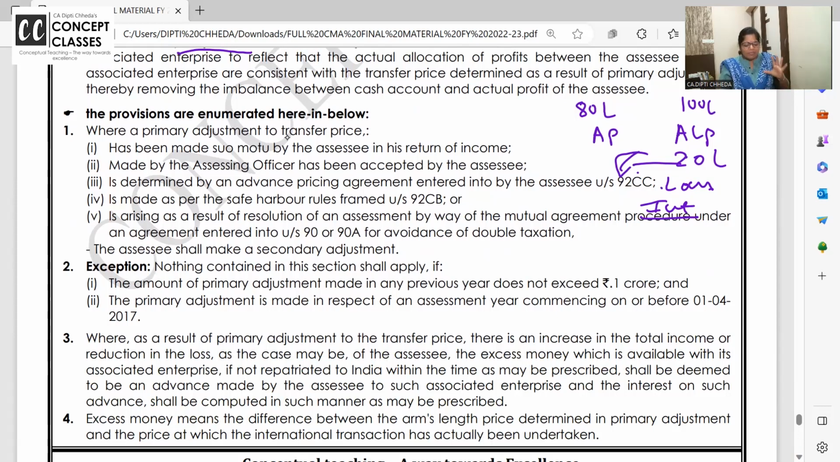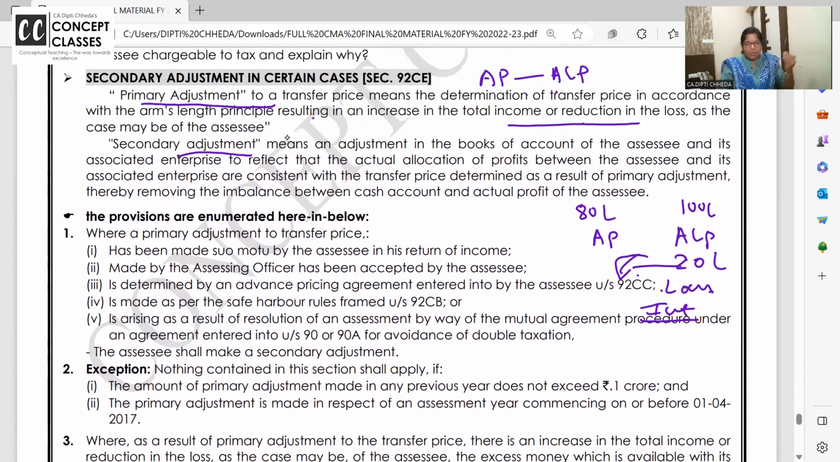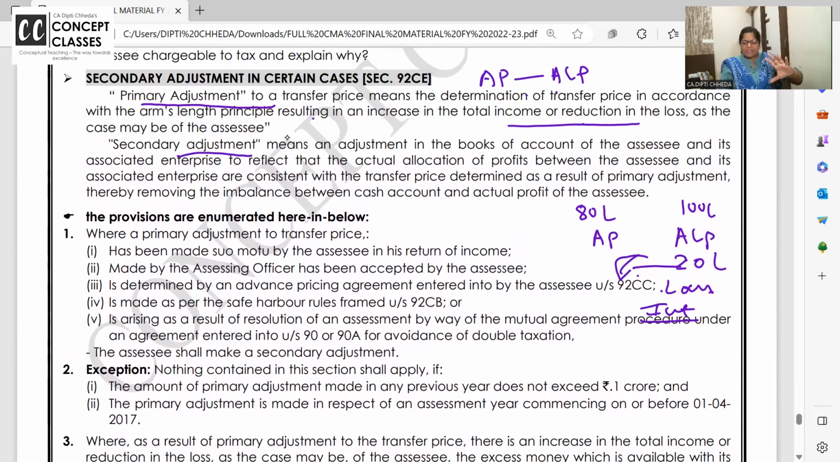Just 10 minutes more and we will complete. I will solve one solved problem. I will show you. If this is clear or not, tell me. What is primary adjustment? Okay, my actual price is 80 lakhs, arm's length is 100 lakhs, chalo, 20 lakhs, add in my income, I will pay the tax. But secondary adjustment is 20 lakhs should be brought to India within 90 days. If yes, no problem. If not, interest will be charged from day one, not after 90 days. From day one, interest will be charged.